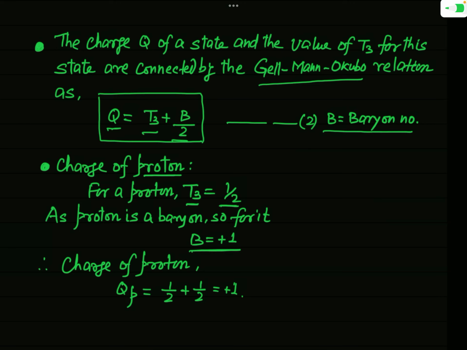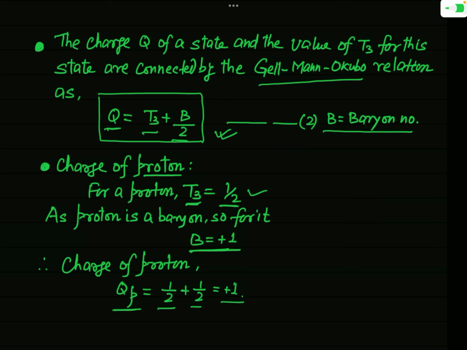So now you know the value of T3 and the value of B for a proton. Using this formula defined in equation 2, you can easily find the charge of a proton. If the charge of a proton is denoted by the symbol Qp, then what will it be? T3 is 1 by 2, so I have written here 1 by 2 plus B by 2. Since B is plus 1 for a proton, this will be plus 1 divided by 2, and 1 by 2 plus 1 by 2 will be plus 1. So the charge of a proton will be plus 1.